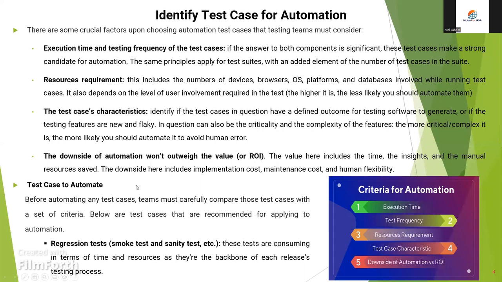So if you don't have all these things and you want to do the automation, that will give you an upside-down result instead of giving you a finer result. Clear? Those are the crucial things the company needs to understand and evaluate before they go for the automation.